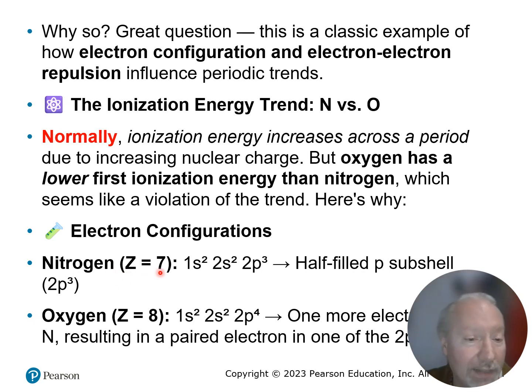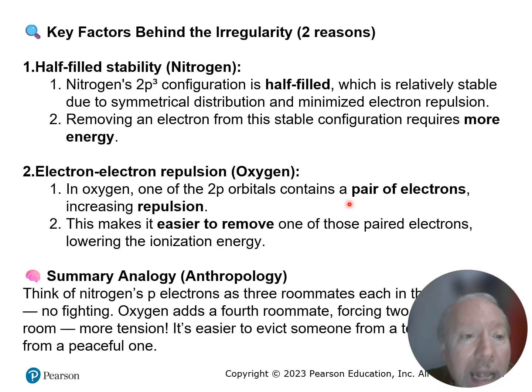You have nitrogen, which has 7 for the Z, and oxygen, which has 8. We have nitrogen in summation. We have a half-filled p subshell that's very stabilizing. But in oxygen, we have one more electron. So we have a paired electron in the 2p, which makes it 2p4. And so this half-filled stability is good. It is lowering the energy. And with oxygen, you have this electron-electron repulsion. So it's probably going to be easier.